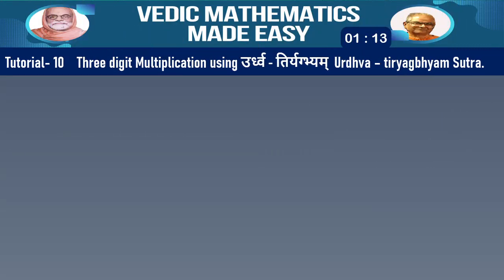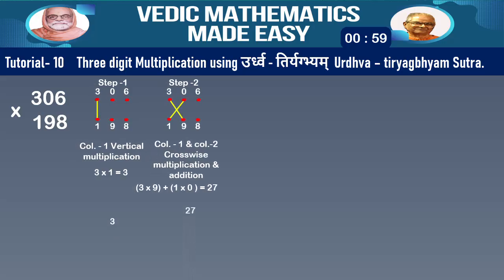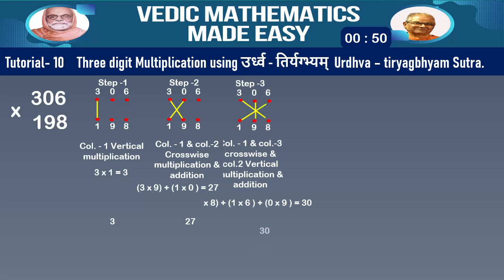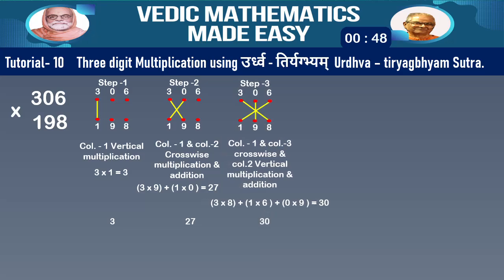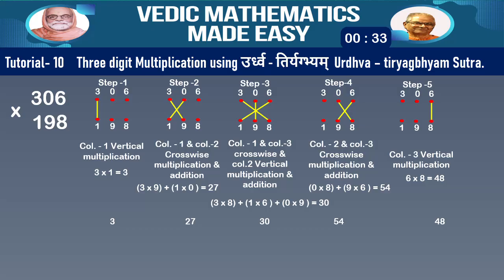Friends, now we will solve to multiply 306 into 198. Step 1 gives 3 into 1 is equal to 3. Step 2 gives 3 into 9 plus 1 into 0 is equal to 27. Step 3 gives 3 into 8 plus 1 into 6 plus 0 into 9 is equal to 30. Step 4 gives 0 into 8 plus 9 into 6 is equal to 54. And step 5 gives 6 into 8 is equal to 48.